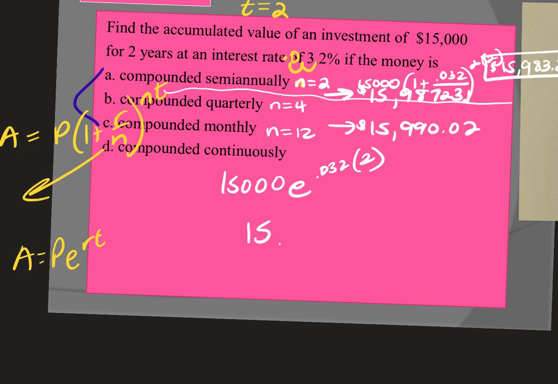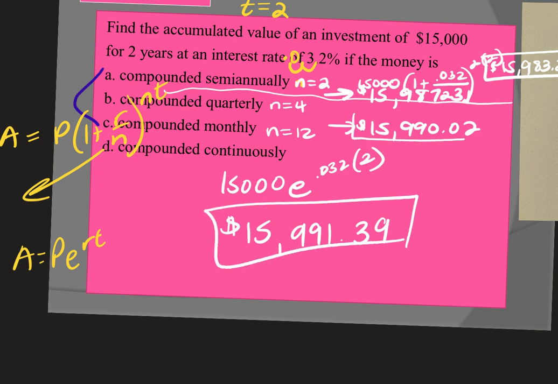And I get $15,991.39. I think on WebAssign it says like n equals 2 or n equals 4. Your test will use the words. So make sure you understand the difference between semi-annually, quarterly, monthly, weekly, whatever, daily.